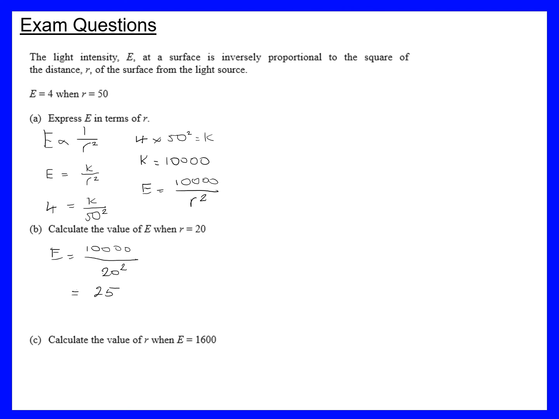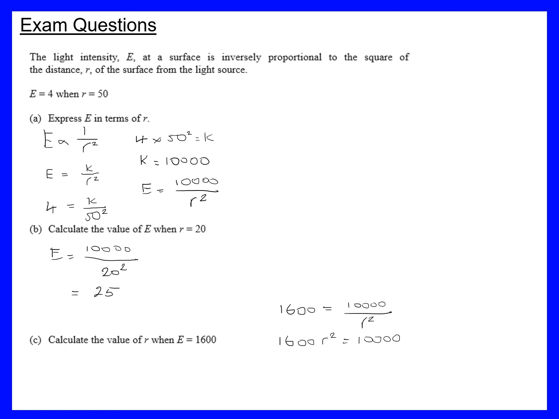Finally, the last one, we want the value of r when E is 1,600. So I'm just going to do this over here. We want r this time, we know E is 1,600. So 1,600 is equal to 10,000 over r squared. Again, we need to rearrange this. We're going to start off by multiplying both sides by r squared. So 1,600 r squared is equal to 10,000.